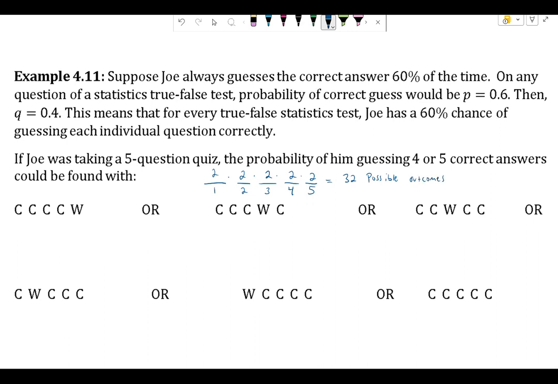And these are all combinations of C's and W's. I use the letter C to stand for a correct answer and the letter W to stand for a wrong answer. So if we look, I listed the 5 different ways that we can get 4 correct guesses and the one way that we can get 5 correct guesses.